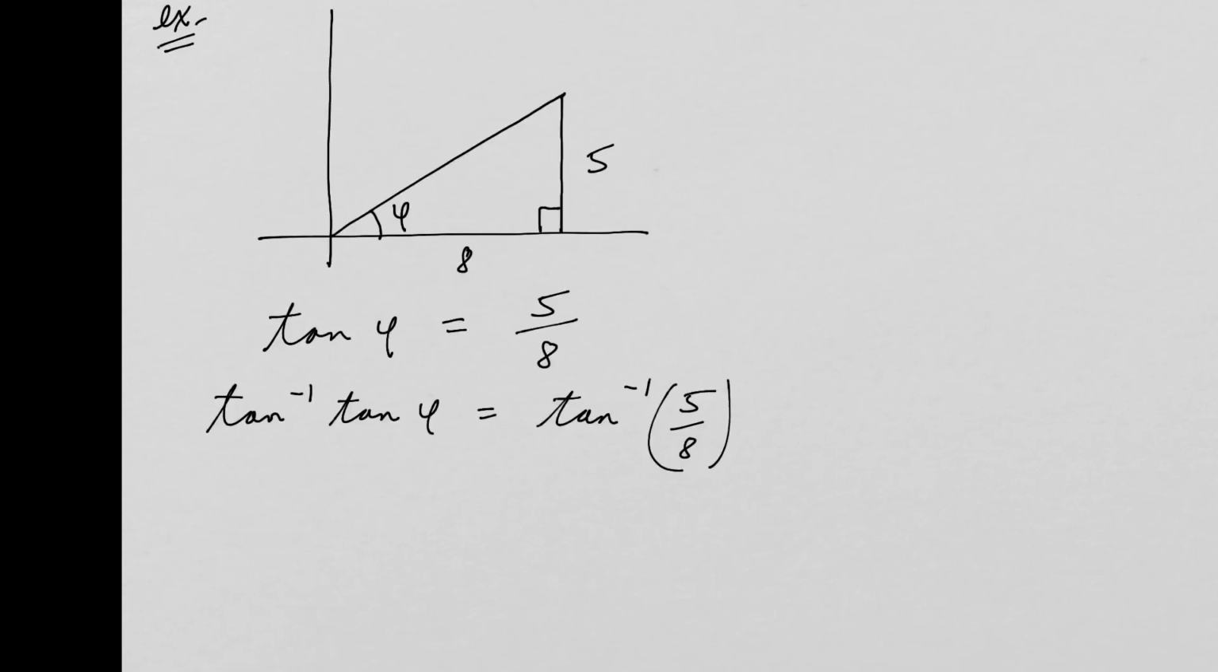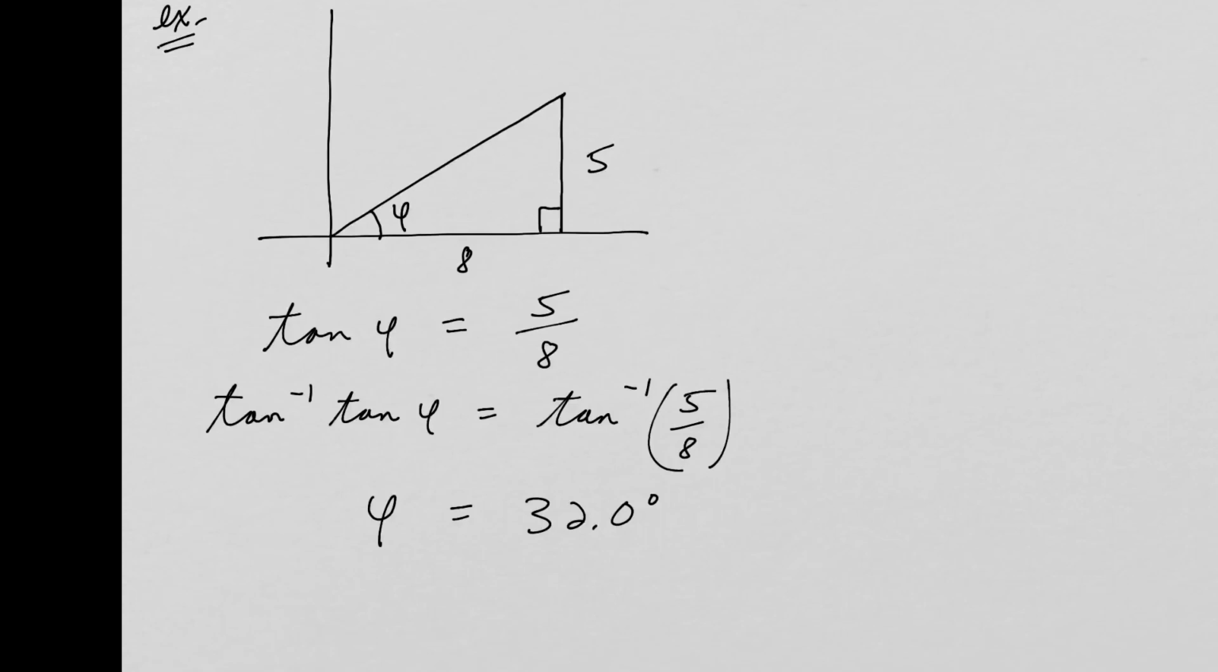So the inverse tan of tan phi is just phi. I get back that argument phi, which is what I want. And then the right-hand side, you have to plug this into your calculator and make sure you're in degrees for this particular problem, and you're going to get 32.0 degrees.